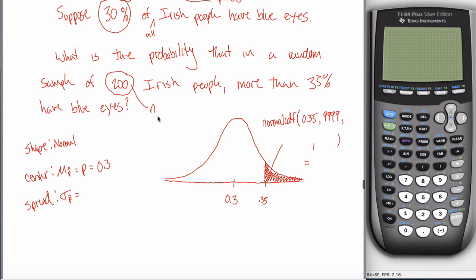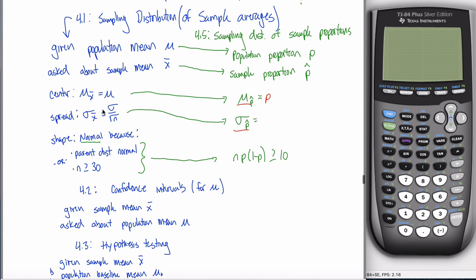What about the spread? Spread was the tough one in the past, right? Sigma sub x bar, you had to remember this formula for it. It wasn't just sigma, which was given to you in the problem. It was sigma divided by the square root of n. And you might think, oh, it'd be nice if we could do that same thing over here. Well, we can't, because sigma is the spread of the parent distribution.